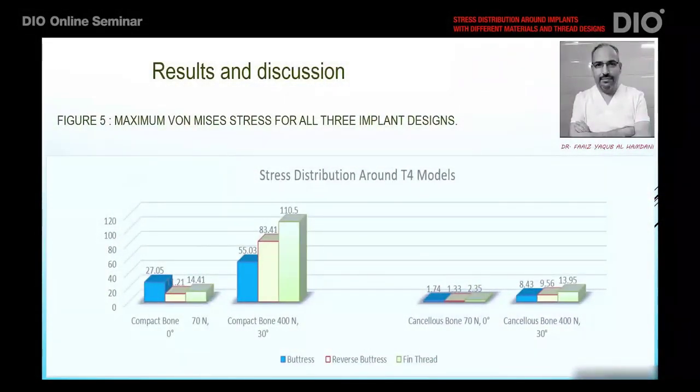The final figure in this presentation gives an idea about the level of maximum von Mises stress. As you may see, from the left, there is the maximum von Mises stress in normal occlusal load. And as I mentioned earlier, the reverse buttress design has the advantage. Then this is followed by the level of von Mises stress when overload force is applied on a dental implant, and you can see that the reverse buttress design lies in the middle. Now the figures on the right show the von Mises stress level in both normal and overload occlusal conditions.